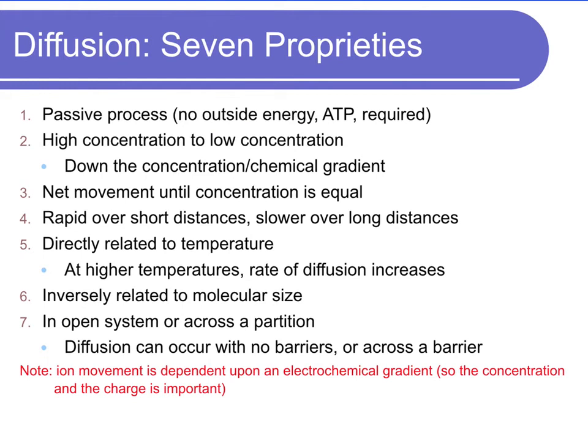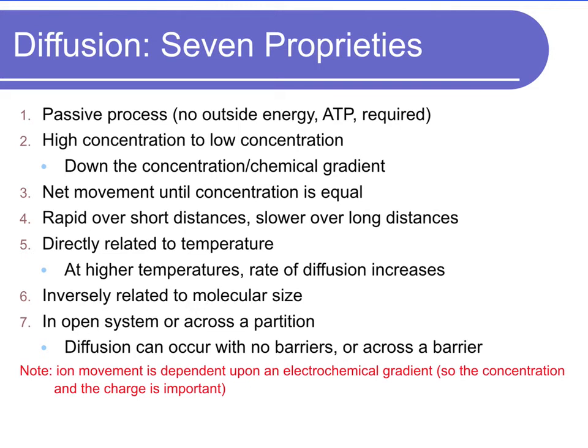Now diffusion, there are some properties I want you to know. One is it's a passive process. Again, no ATP is required. Diffusion is the movement of solutes from high to low concentration. So the solutes will move down the concentration gradient. And you will move until equilibrium is reached. And it is rapid over short distances, much slower over long distances, and it's directly related to temperature, meaning as your temperature increases, the diffusion rate increases. It's inversely related to molecular size. So the larger your molecule, the slower the rate of diffusion.